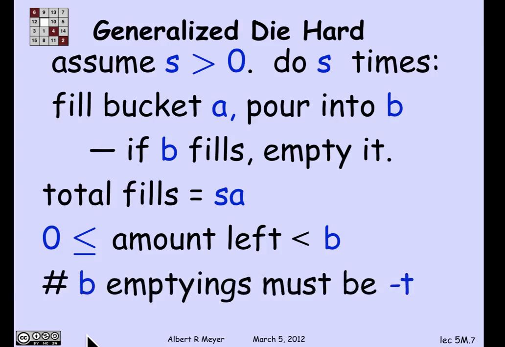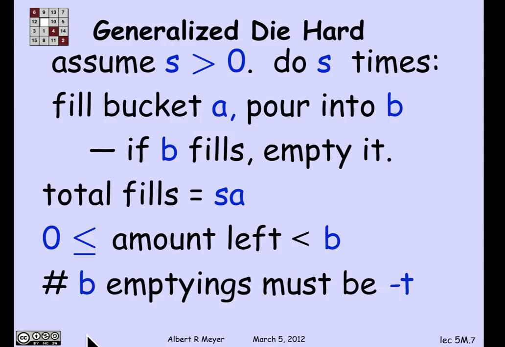Okay. Now, the point is that the number of emptyings of bucket B must be exactly minus T, which is why the amount of water that's left in bucket B is SA minus TB. And the reason why it has to be minus T is that if I had more than minus T emptyings, I would have had bucket B go negative. There just isn't enough room for it. And if I had fewer than minus T emptyings, then the bucket would have an amount larger than B in it. So the only possible number of emptyings of B is minus T.